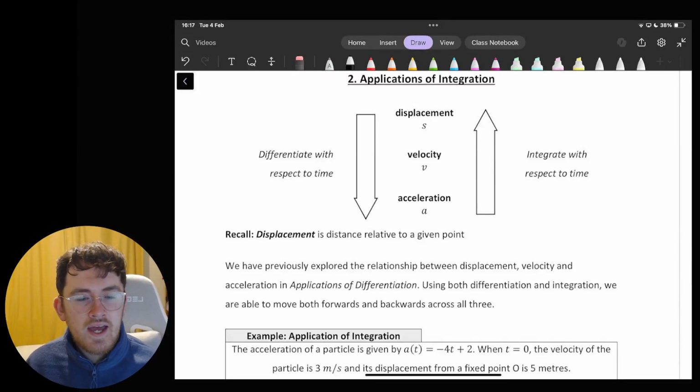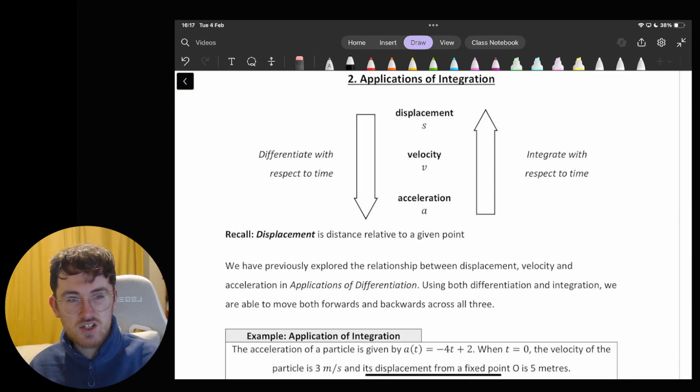Okay, so we're going to look at how integration plays with one of our applications for differentiation, which was looking at displacement, velocity, and acceleration. The use of integration in this is just to move in the opposite direction. Differentiation allowed us to start at displacement and move downwards, or start at velocity and move downwards. Integration means we're able to go the opposite direction.